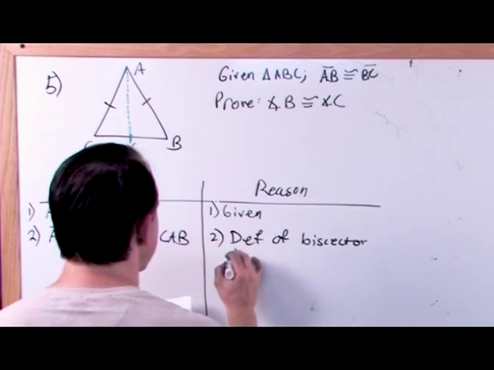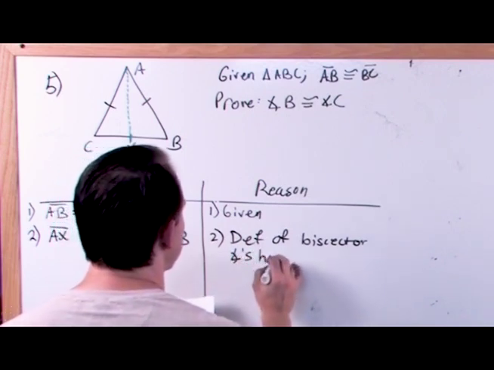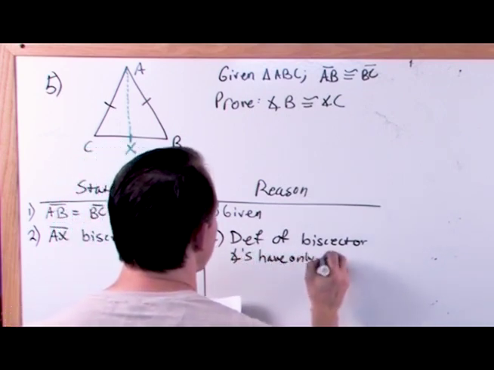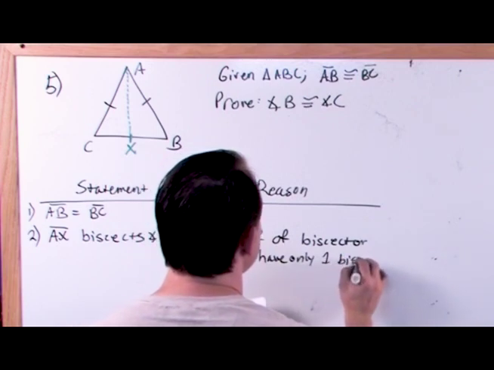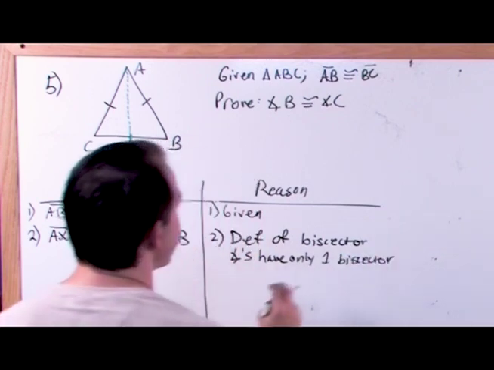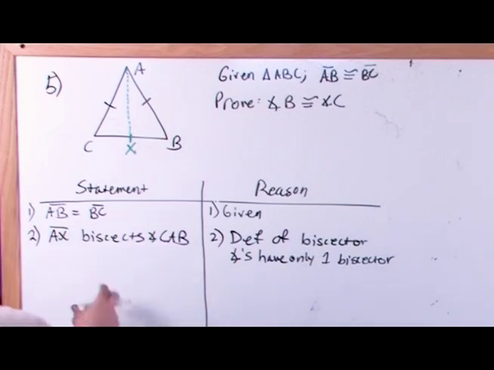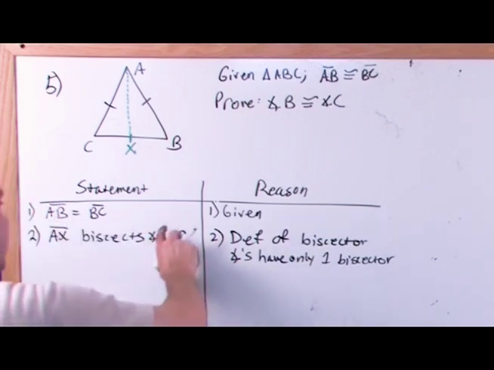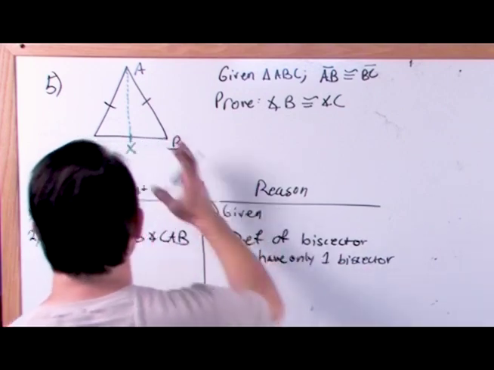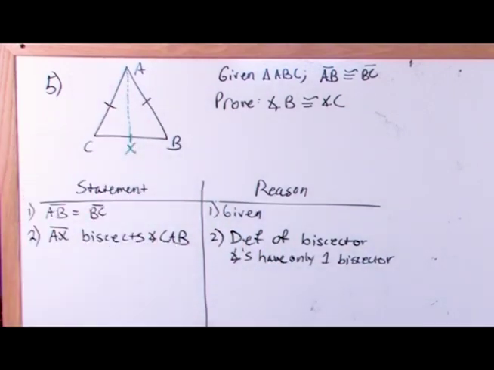Okay, angles have only one bisector. So here I'm just putting it in the proof mainly because I'm just showing, you know, if I were going to show this for the teacher, I need to show them that I drew something called AX. It is a bisector. Angles only have one bisector. That's why there's only one line there.